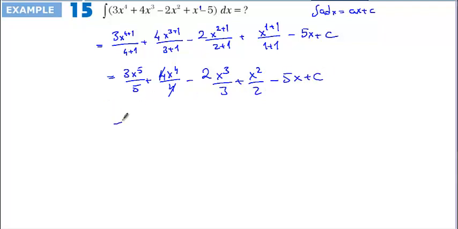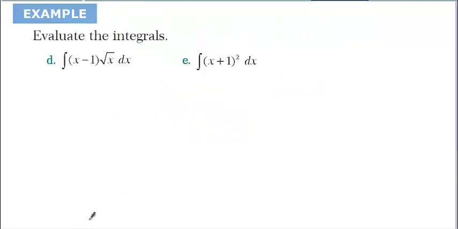Only when we simplify this 2, we may rewrite again 3x^5 over 5 plus x^4 minus 2x^3 over 3 plus x squared over 2 and minus 5x plus c is going to be the answer.